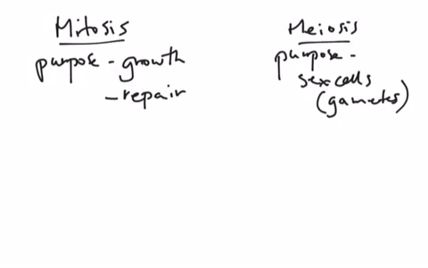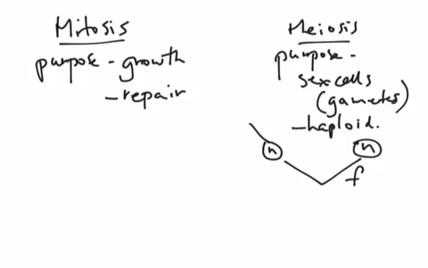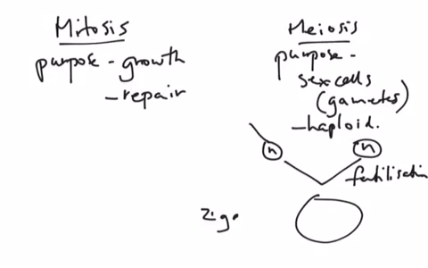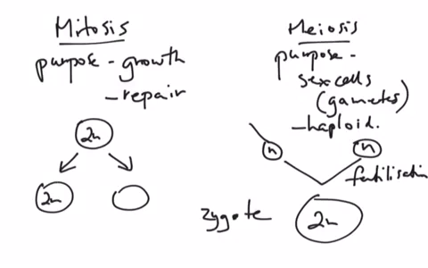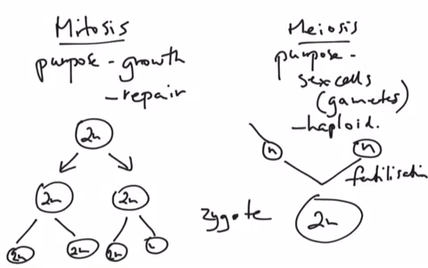So the purpose is to produce sex cells which are haploid, so that during fertilization two haploid gametes will combine to produce a zygote, which again is diploid. In mitosis, of course, you have a parent cell which divides into two daughter cells which are both diploid as well. And then these cells will divide and produce daughter cells that are diploid, and so on.